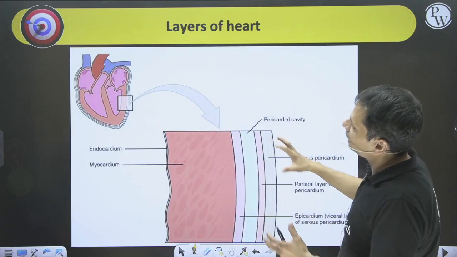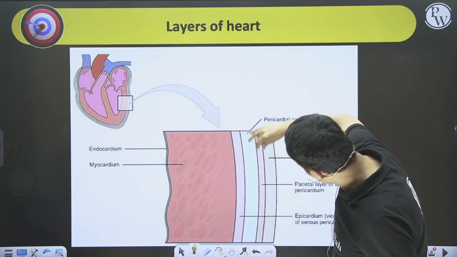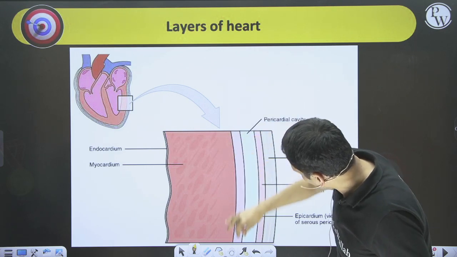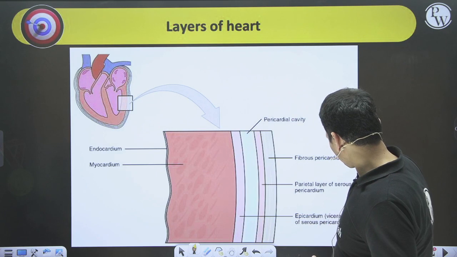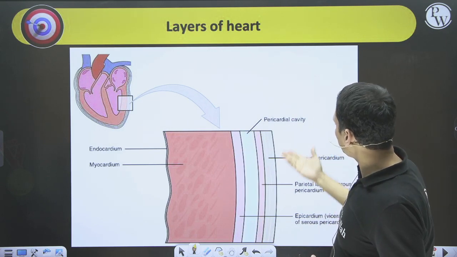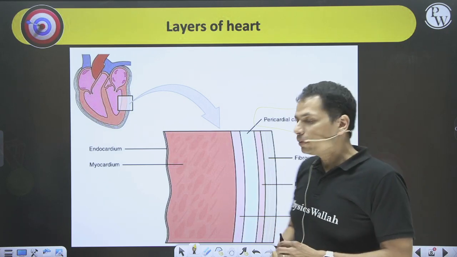Again, this is a very nice zoomed picture. You can see this is the outer pericardial layer, this is the inner pericardial layer. In between we have the pericardial space, the pericardial cavity, which is filled with the pericardial fluid.